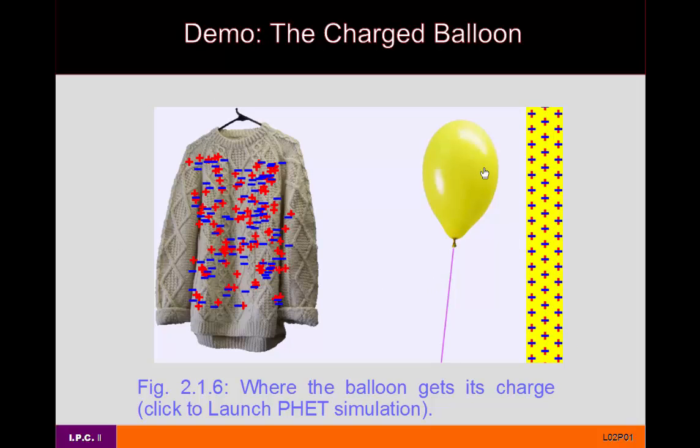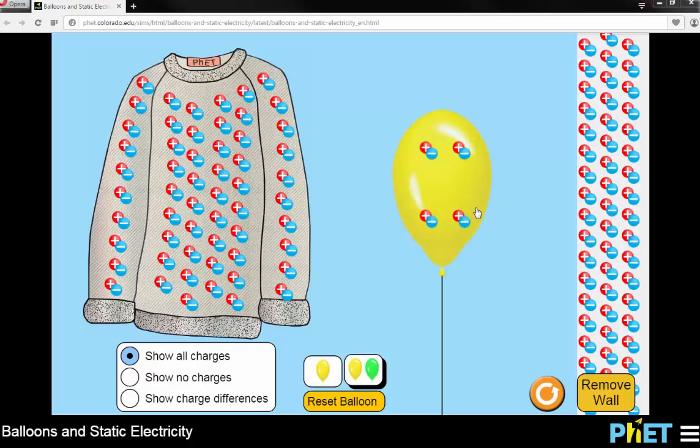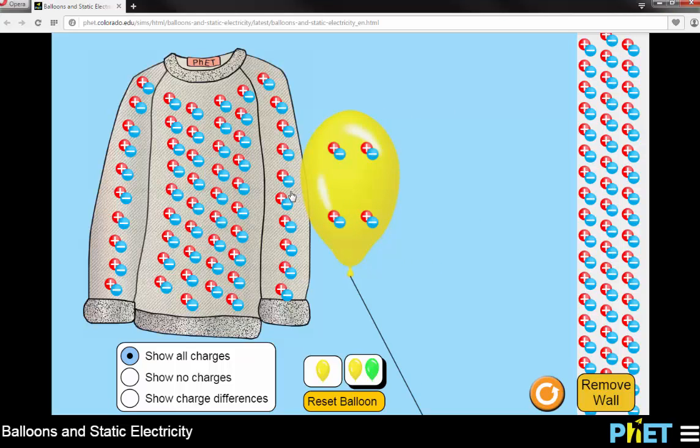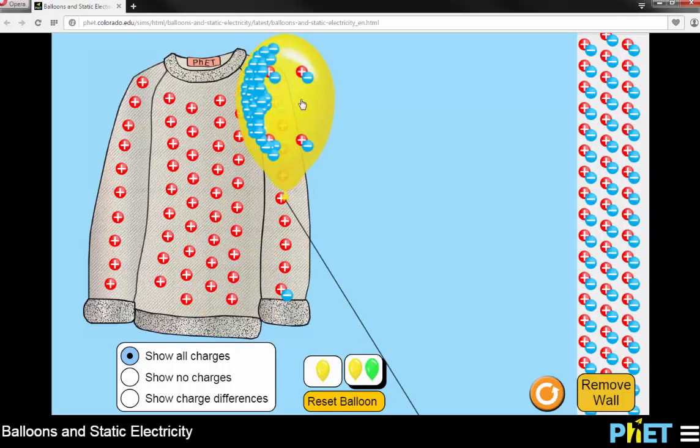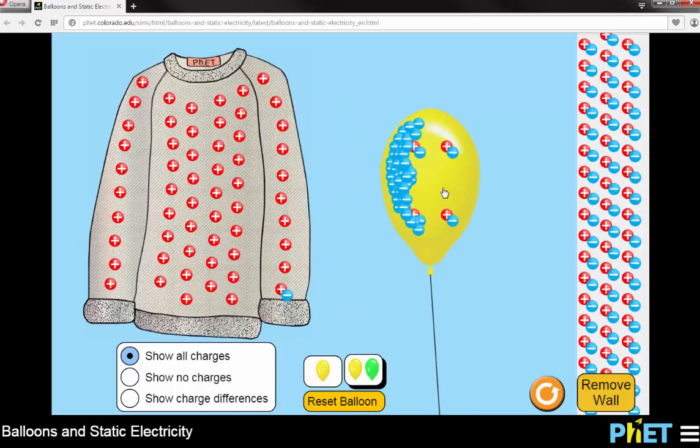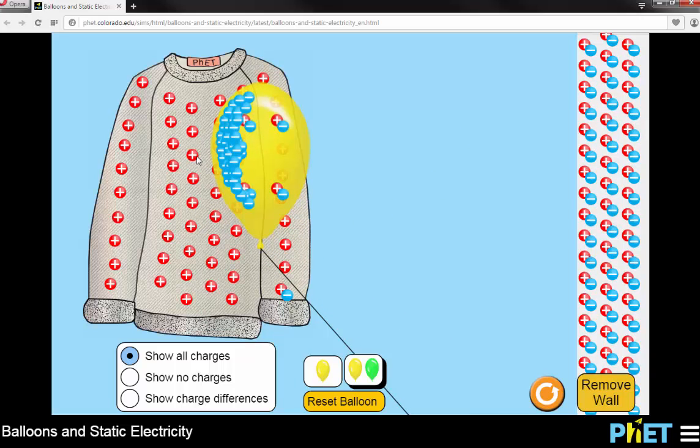What I want to look at now is basically what happens if we charge a balloon by rubbing it on a woolly sweater. This is, of course, courtesy of the Colorado physics education team. What we're going to do here is move this balloon and rub it up and down on the fuzzy sweater. And as you can see, the result is that we have sort of pulled all of the negative charges off of the sweater and moved them onto the balloon.